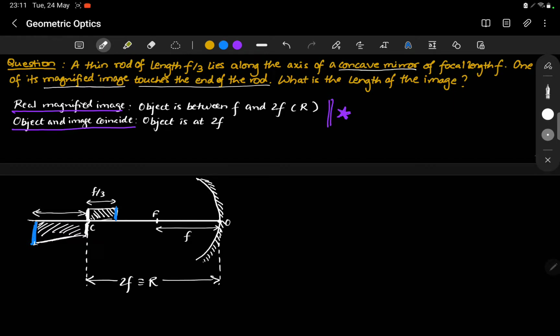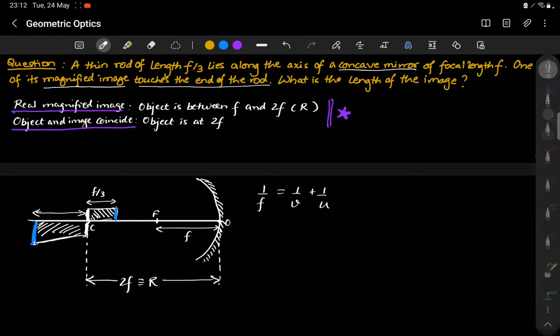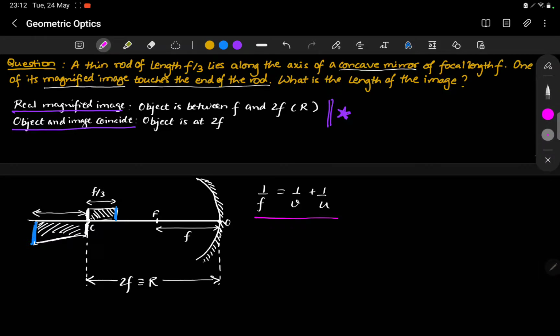So we will use the mirror formula. This is the mirror formula. Now we know that one end of the rod, the end at 2f, is imaged at the same location, because if the object is at 2f, then the image is also at 2f. So we know that one end of the rod is at C, one end of the rod for both object and image.